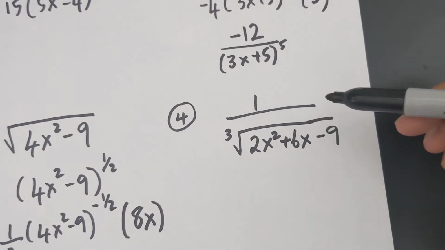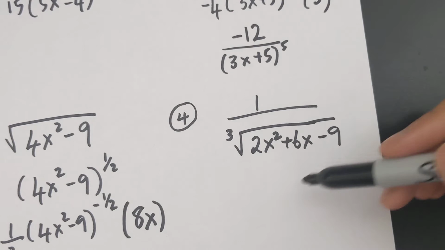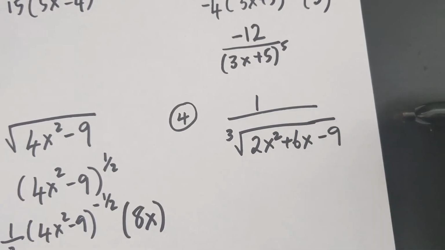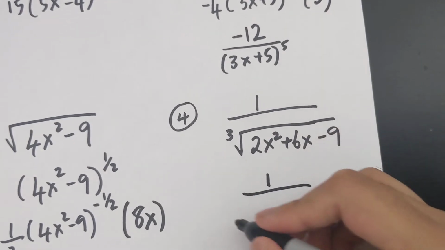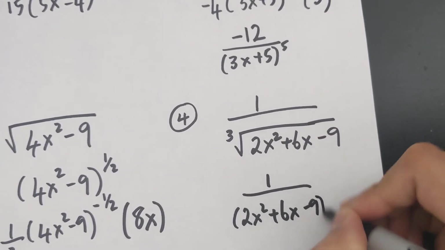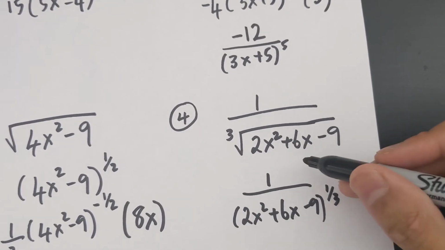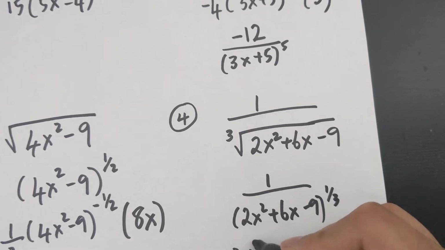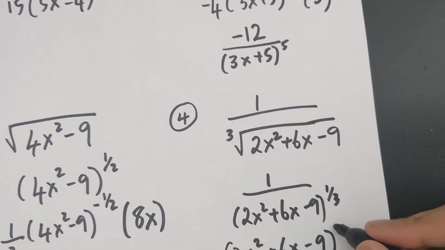And last, let's go to question number 4, which involves a cube root and a fraction. Again, this is just simple chain rule. It's not quotient rule. I'm going to start by converting the bottom from the root to an exponent. So cube root is 1 over 3. Next, I'm going to move this to the top. So the exponent is going to become negative 1 over 3.